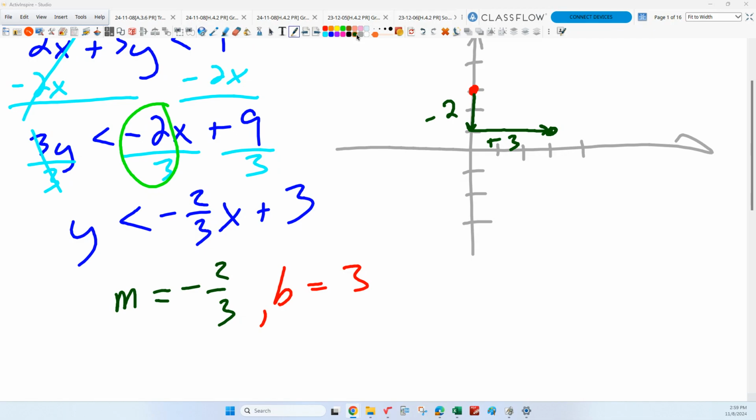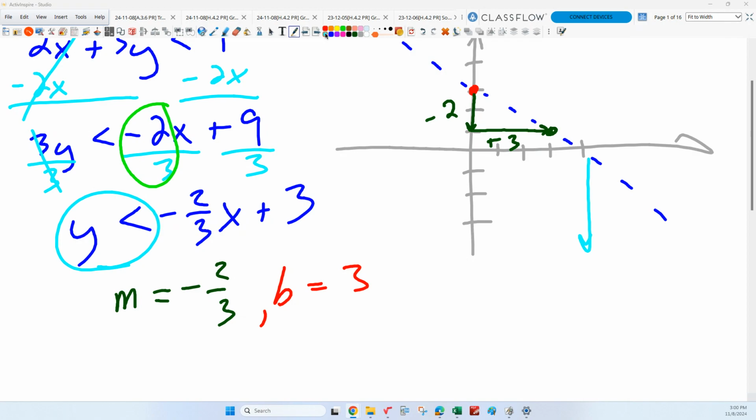Now, is my boundary line going to be dashed or solid? Dashed, because it does not have an equal sign. Perfect. So we're going to get a dashed boundary line. And finally, am I going to shade above or below the boundary line? Below. What tells me that is, y is the vertical variable. On the y-axis, greater than means above, less than means below, right? So if y is less than mx plus b, I'm going to shade below, like that.